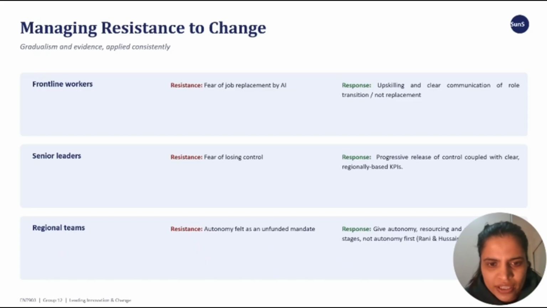We address that through a progressive release of control paired with clear regional KPIs. And regional teams might experience new autonomy as an unfunded mandate, responsibility without the resources to deliver. We prevent that by extending autonomy, resourcing, and accountability together at every stage, never autonomy on its own.